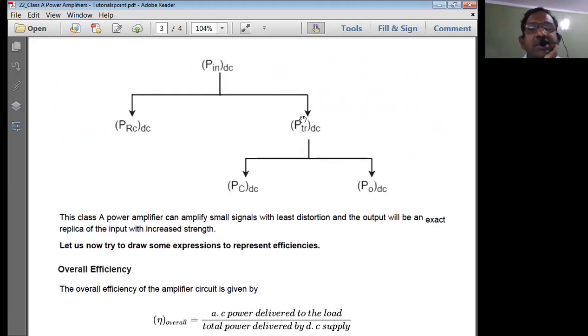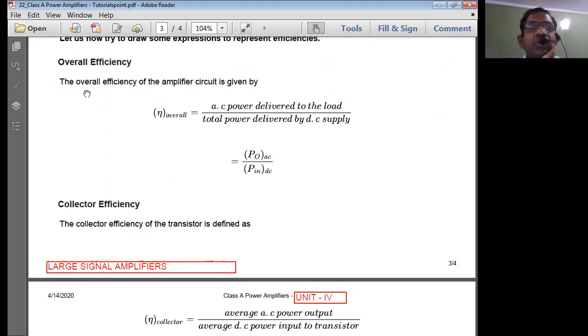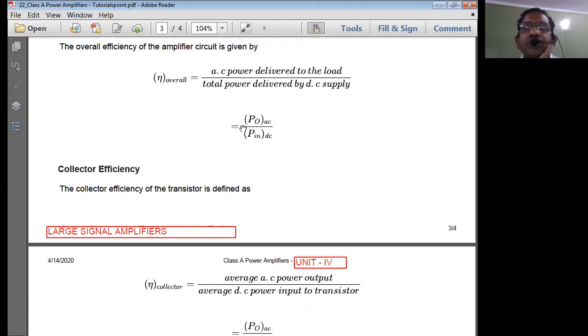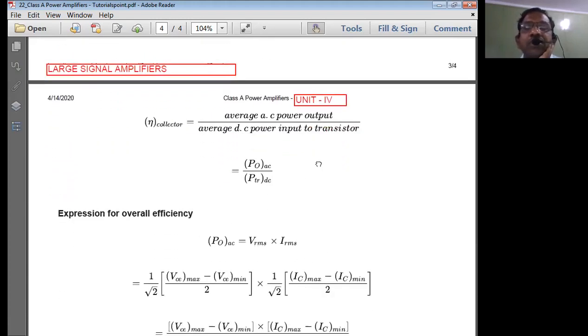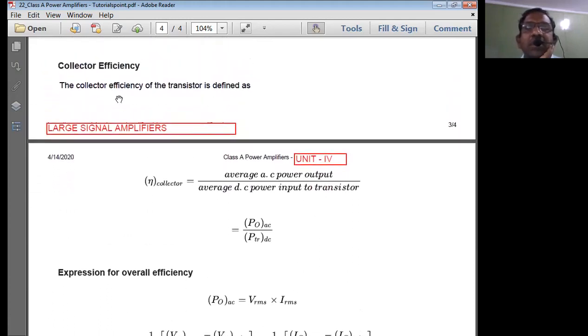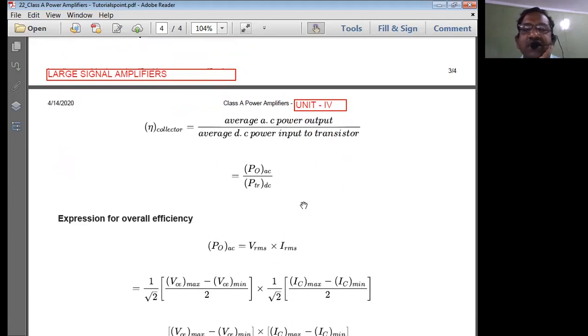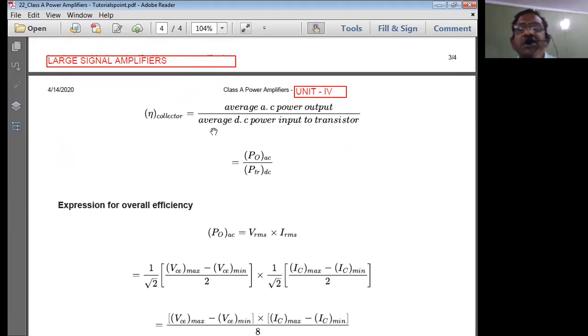Next, I can write the overall efficiency basic equation. What is efficiency? Output power by input power. Output power is the AC power delivered to the load. Input power is the total power delivered by the DC power supply to the circuit. So output power is AC, input power is DC. Output power is delivered across the collector, therefore I can call it the collector efficiency as well. So efficiency is equal to the average AC power output at the collector terminals by the average DC power input to the transistor.